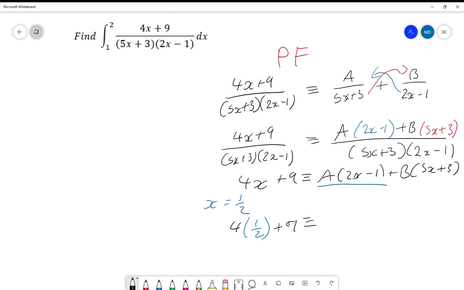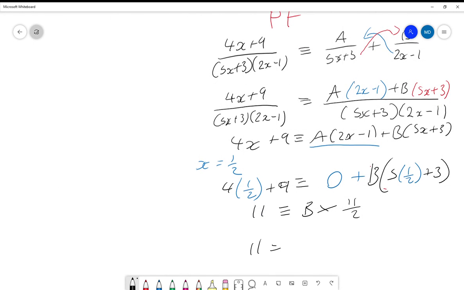Is equal to, now the whole point of picking a half was this became 0, so we get 0 there. And we get plus b lots of 5 times by 1/2 plus 3. Now, working that out, remembering that's a 9, we get 4 times a half is 2, plus 9 is 11. And over here, we're going to get b multiplied by 5 times a half is 5 halves, plus 3 is 6 halves, so we get 11 halves. So we get 11 is equal to 11 halves of b. Solving that, we get b equals 2.